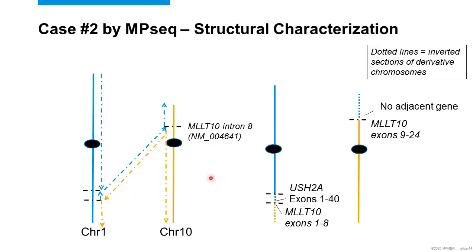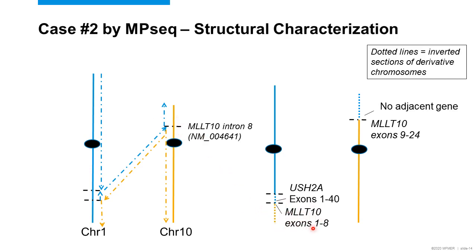So when we see complex structural variants, we like to try to reconstruct the derivative chromosomes based on the orientation of the reads we see by sequencing. So in this case, our derivative chromosome 1 will contain most of chromosome 1, a small inverted part of chromosome 1 that we see here, and then the 10p terminus and containing part of MLLT10.